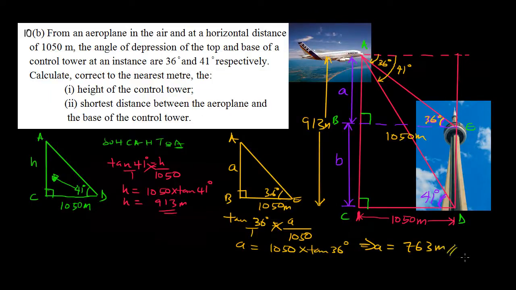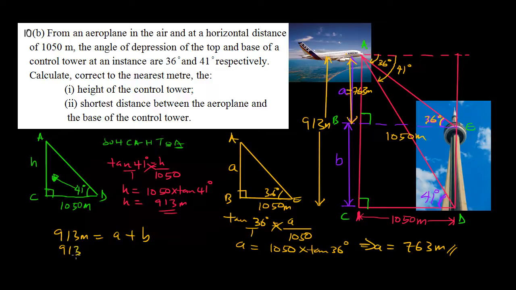763 meters approximately. So this distance A here is 763 meters. Now we can easily calculate B. We know that 913 meters, the distance between the airplane and the base of the tower, is equal to A plus B.